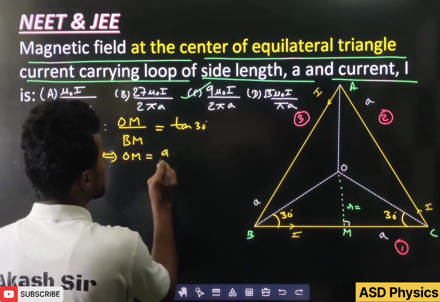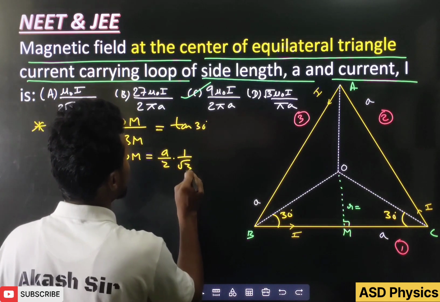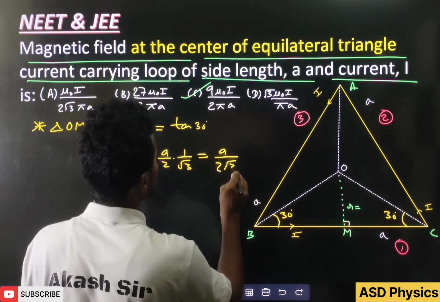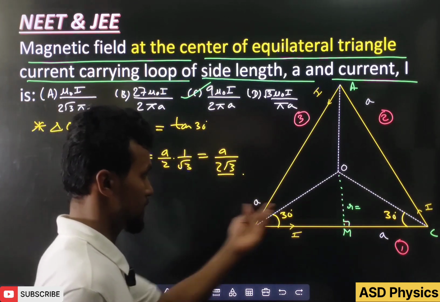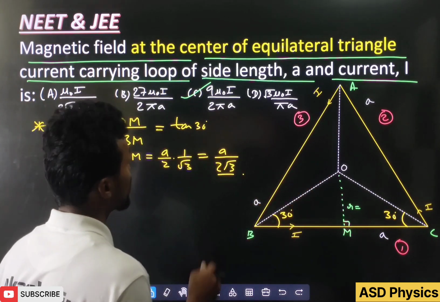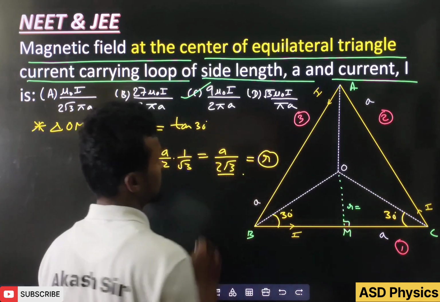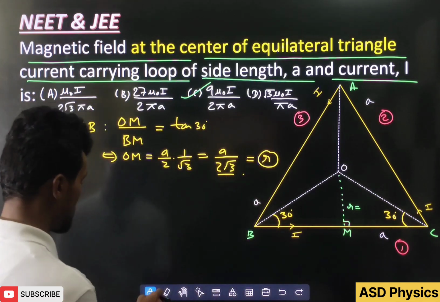A by 2, is it? So A by 2 tan 30, which is 1 by root 3, it will come here A by 2 root 3. Okay, this is the easiest way here. So what we have got here? OM we have got here A by 2 root 3, and this is only R. So the perpendicular distance work is done.